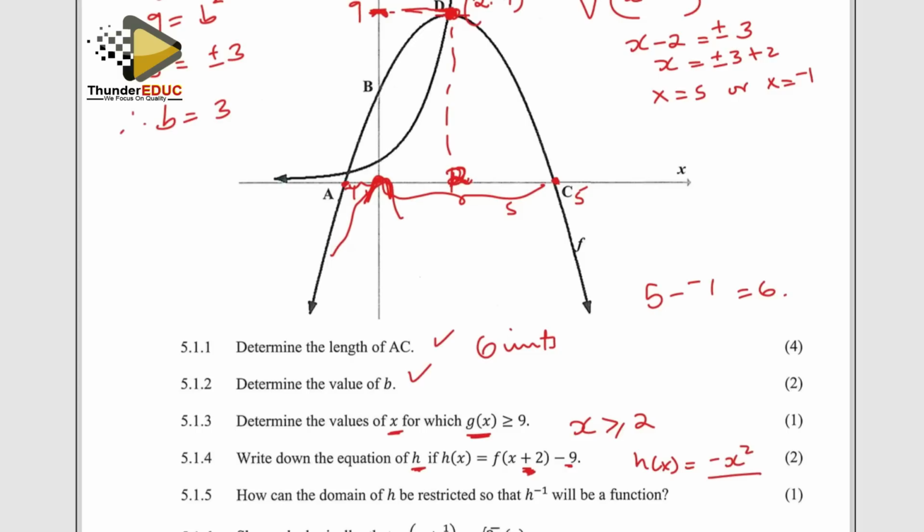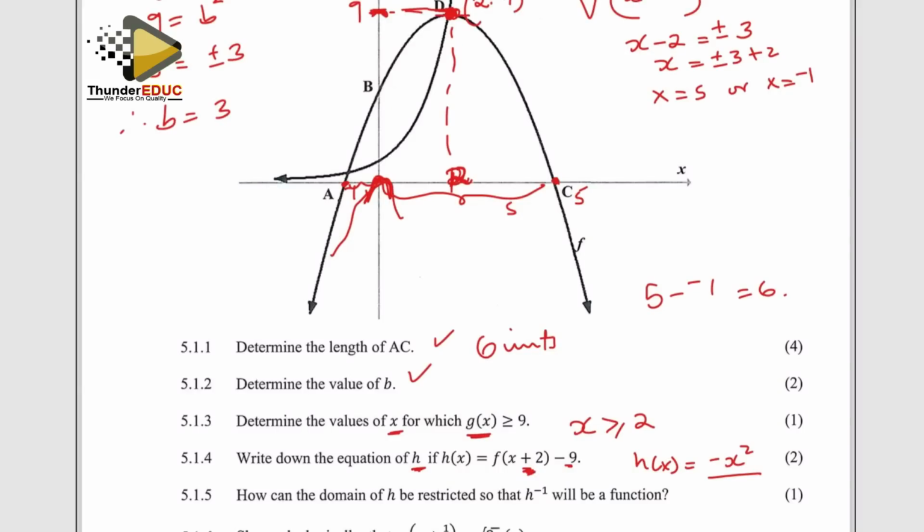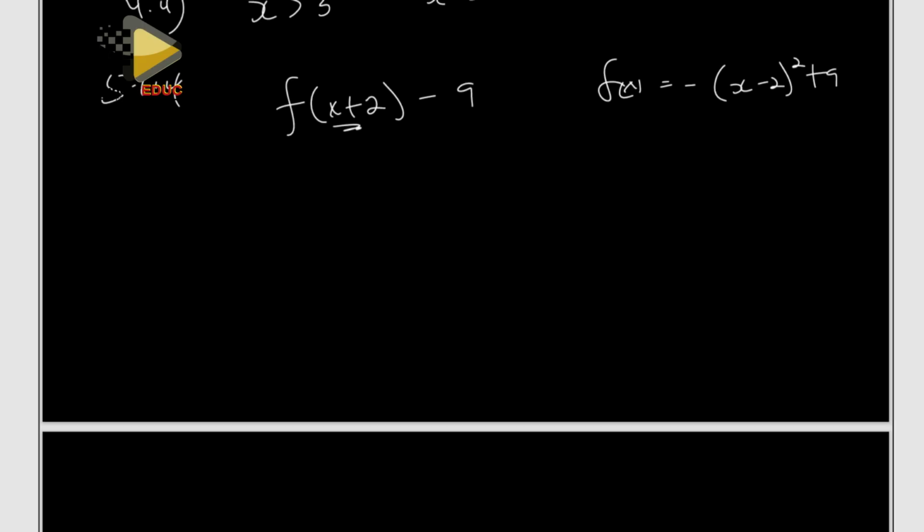We can go the manual way and say, this is 5.1.4. Said f of x plus 2 minus 9. Originally, our f of x was negative into (x minus 2) squared plus 9. Let's substitute. Where there is x, let's put that. So it's going to be x minus 2 plus 2, squared, minus 9. No, this was a plus 9 from here.